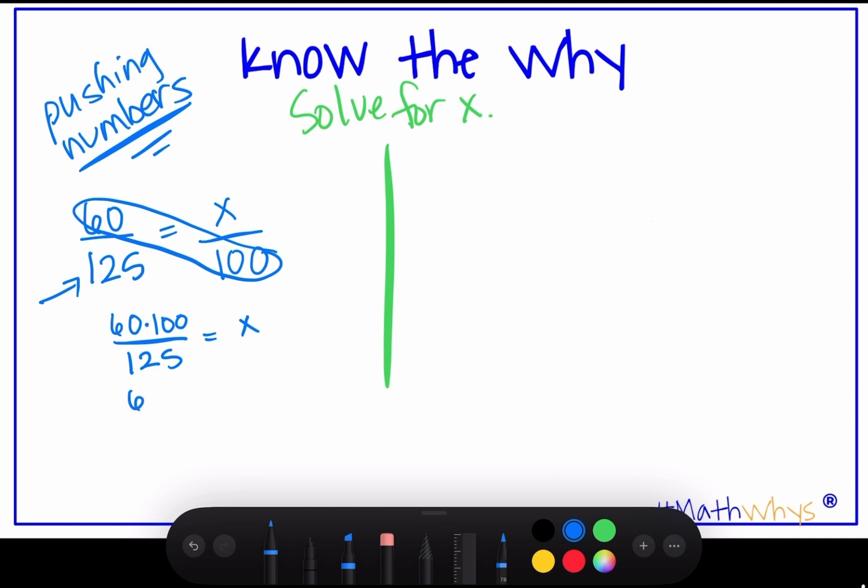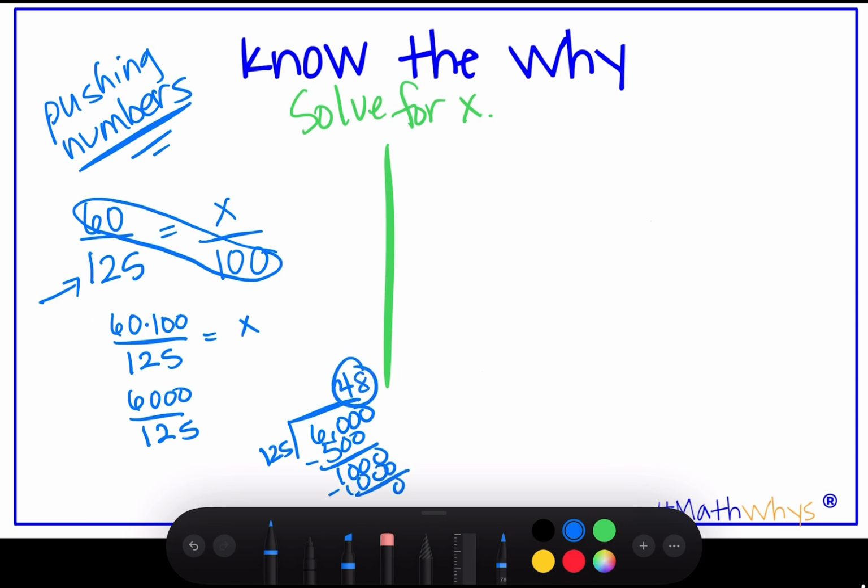So that ends up being 6,000 divided by 125. They do the long division. 6,000 divided by 125. 4, 500. And they get 48. So x is going to be equal to 48.